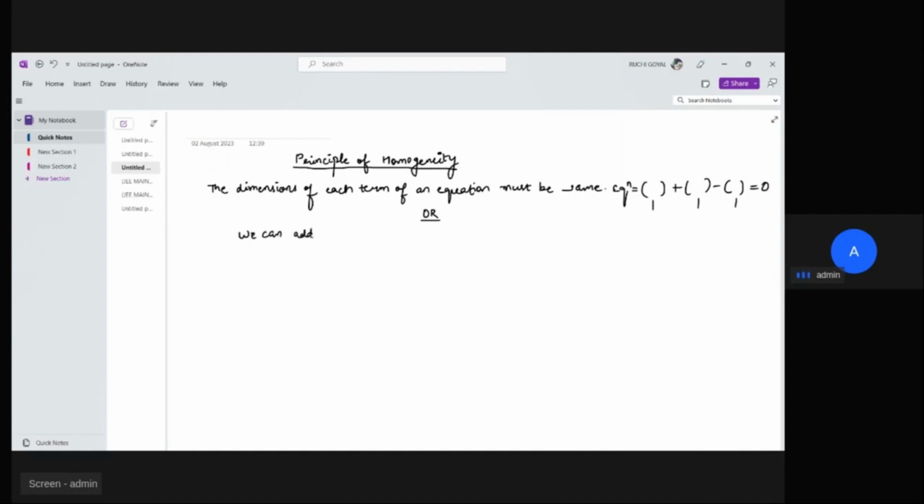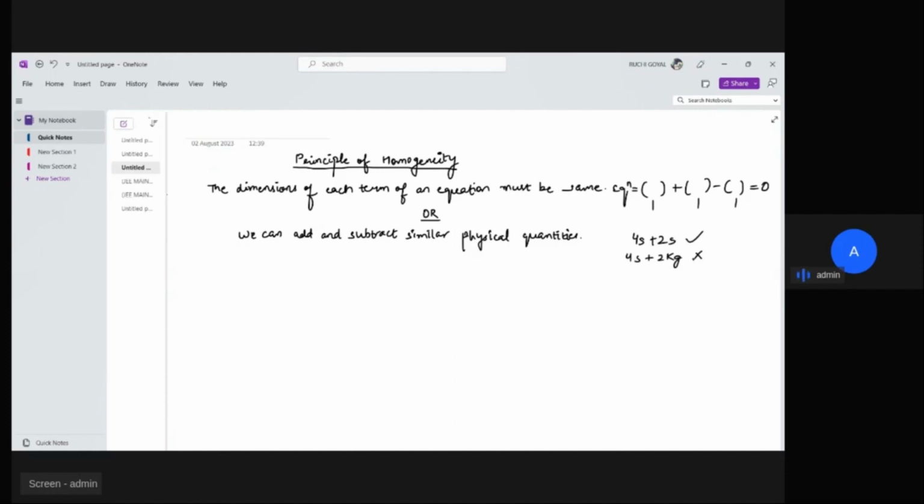Or we can say, we can add and subtract similar physical quantities. Like we can add 4 s plus 2 s. This is feasible, right? If we write 4 s plus 2 kg, can we add them? No. So this is the principle of homogeneity.